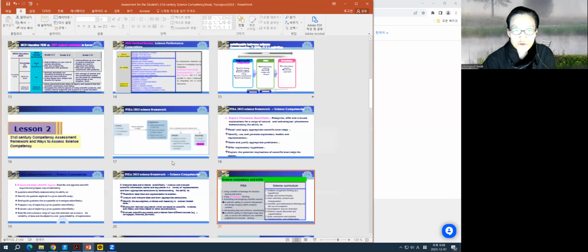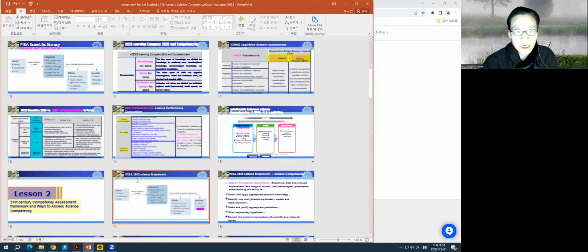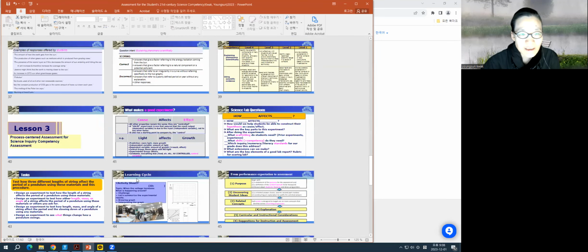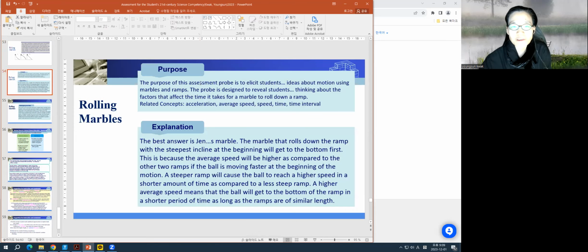And we are talking about what you can assess. This is a PISA competency assessment here. They are assessing this kind of science competency. And we can use this kind of assessment item to assess our students' science competency by asking students to explain their answer or explain their thinking. Okay, so this is the purpose and explanation.